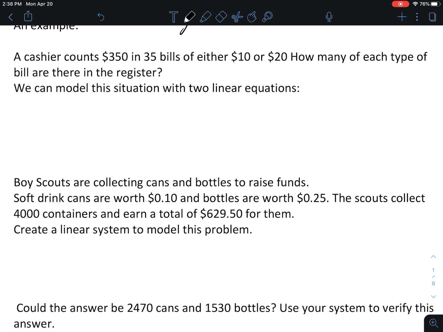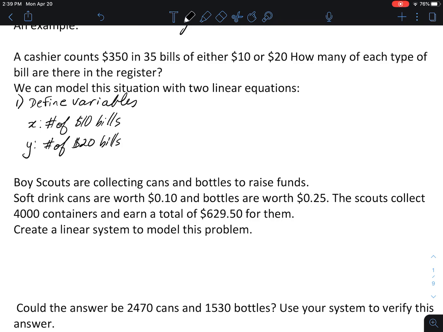So let's look at this example and see if we can develop a system of equations to model it. It says a cashier counts $350 in 35 bills of either 10s or 20s. How many of each type of bill are there in the register? So the first thing that we want to do is define our variables. And I'm going to use x and y. You could use a and b, doesn't matter. So x, let's say x is the number of $10 bills, and y will be the number of $20 bills. All right, so that's my definition.